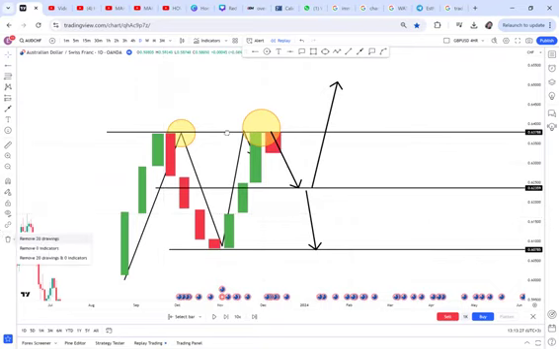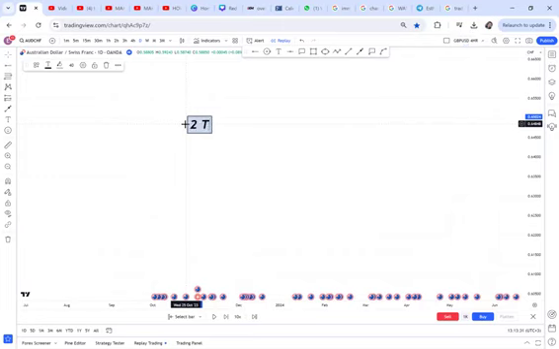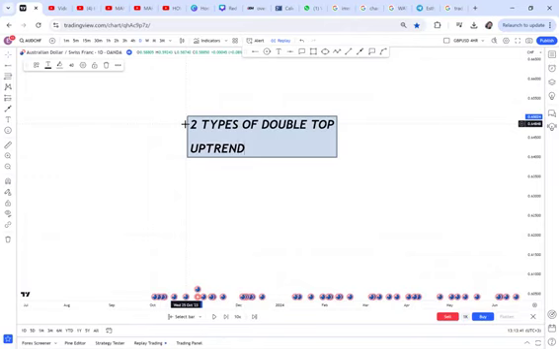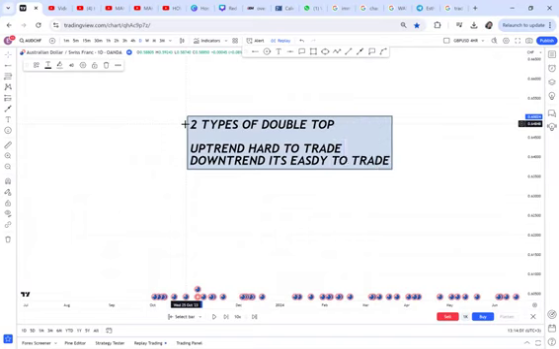We have two types of double top. We have a double top on an uptrend, which is very hard to trade, and I'll show you why. And then we have a double top on a downtrend, which is easy to trade. Double top on an uptrend is hard to trade; double top on a downtrend is easy.